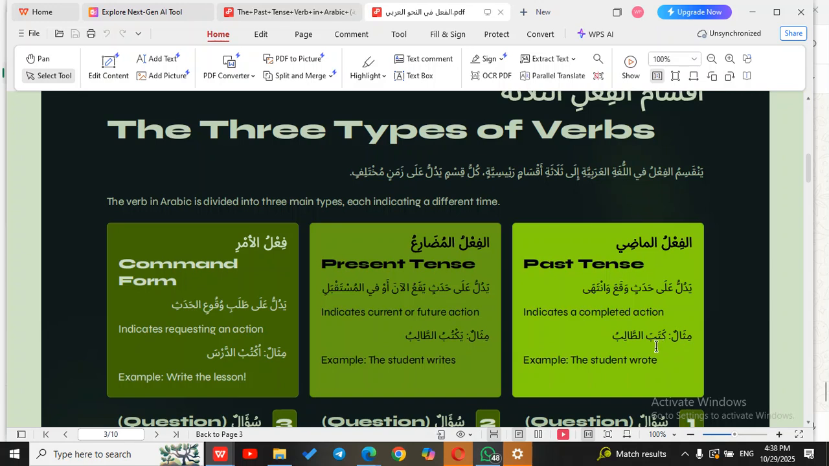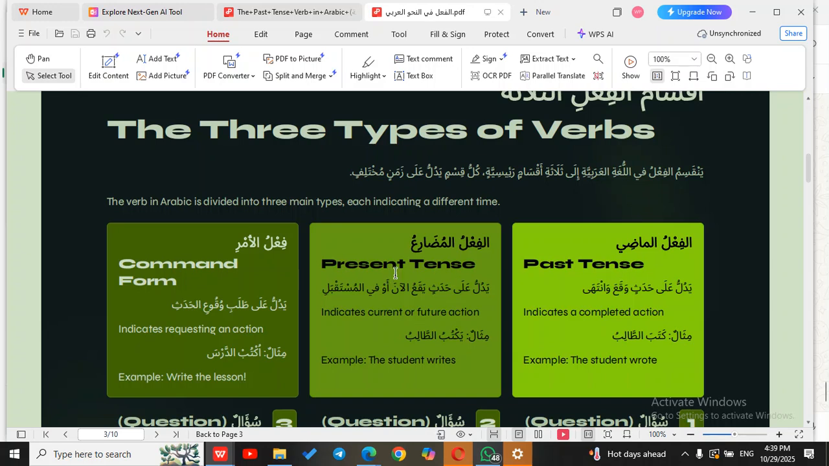For an example, kataba talibu. Kataba here, it is what? It is the verb. The student wrote. Wrote, that is what? That is past tense. Past tense indicates something that we have already done in the past, an action that has been done.